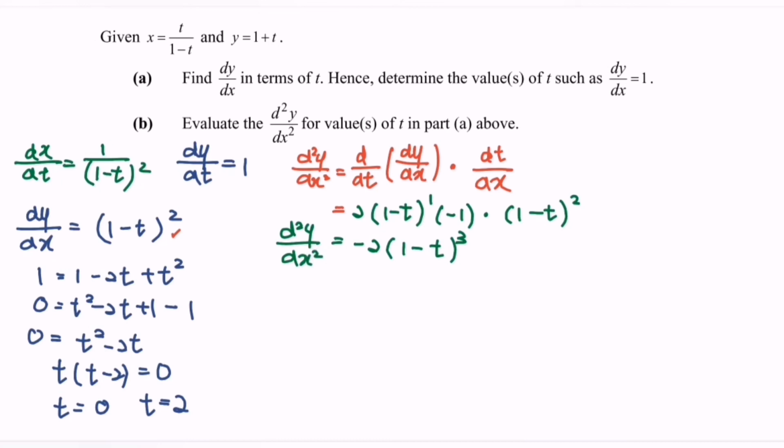So kindly substitute when t is equal to 0 and t is equal to 2. If the value of t is equal to 0, the second derivative is equal to negative 2 multiplied with 1. So the answer will be negative 2. If the value of t is equal to 2, meaning that the second derivative is equal to, in here we have 1 minus 2, which is equal to negative 1. Power 3, and we will still have negative 1. Then multiply with the negative 2, so we will have the value 2.